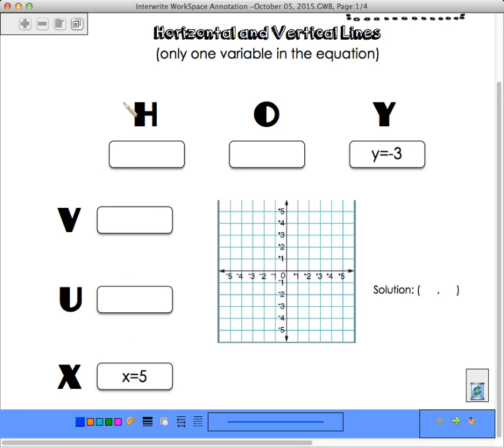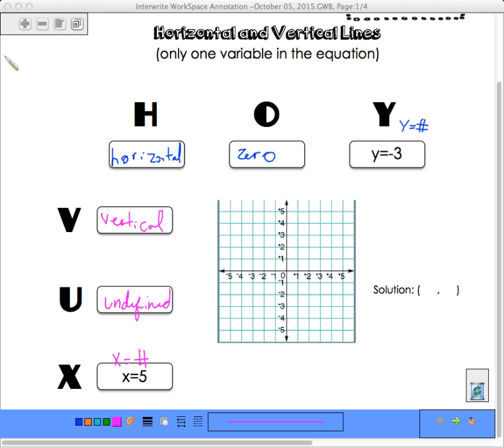It's HOY and VUX. HOY reminds us that horizontal lines have a slope of 0, and our y equals just a number. So in this case, we have y equals -3, but we could have y equals any number. Okay. VUX is for vertical lines, which have undefined slope, and our x equals just a number.